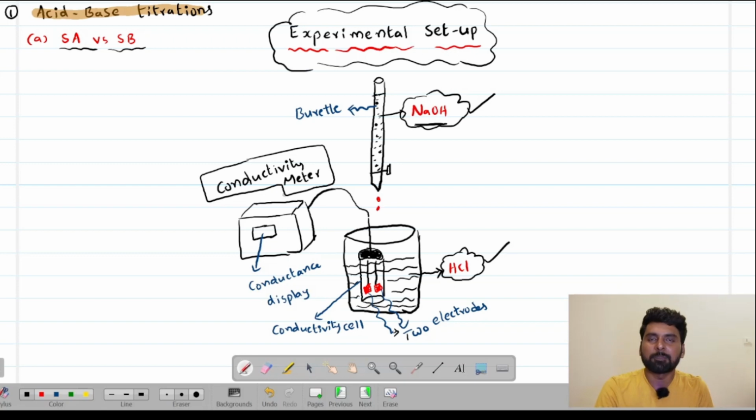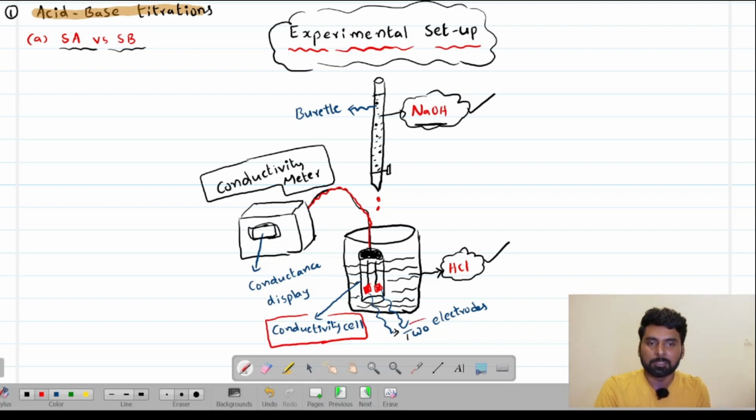Simply, what is a conductivity meter? There will be a block like this, and this is a meter which contains a display. This display indicates the conductance of the solution. How can it indicate? Because this conductivity meter is connected through a wire to a cell. This cell is called the conductivity cell. Those who completed the electrochemistry part definitely know what a conductivity cell is. It contains 2 electrodes that are separated by a particular distance, and each electrode has an area of cross section.